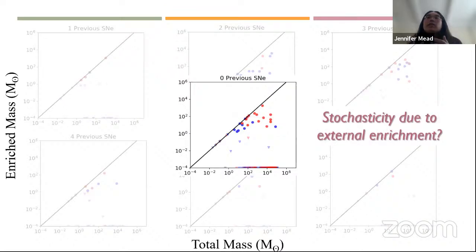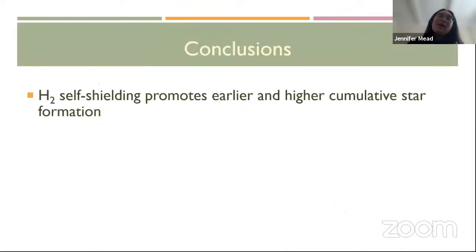And more interestingly, if we look at the 0 previous supernova case, so these are halos that you wouldn't expect to be enriched, there's still quite a bit of variability in the amount of enrichment that you get. And this is likely due to external enrichment by neighboring halos that have had supernovae go off. So this begs the question, is the stochasticity that we're seeing, the heterogeneity, due to external enrichment? I can't answer that right now.